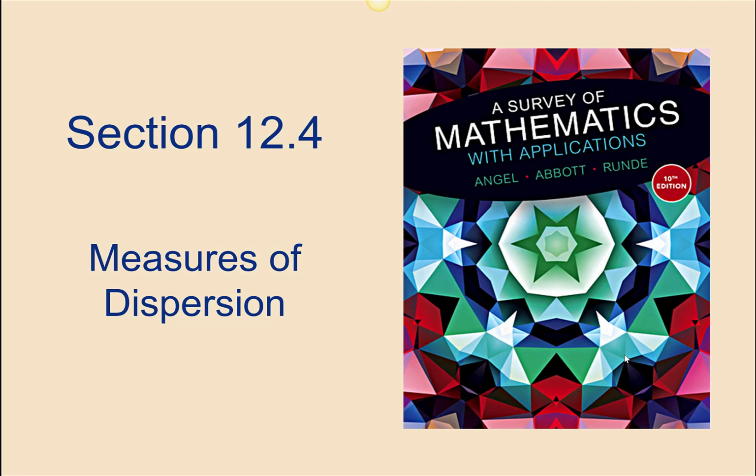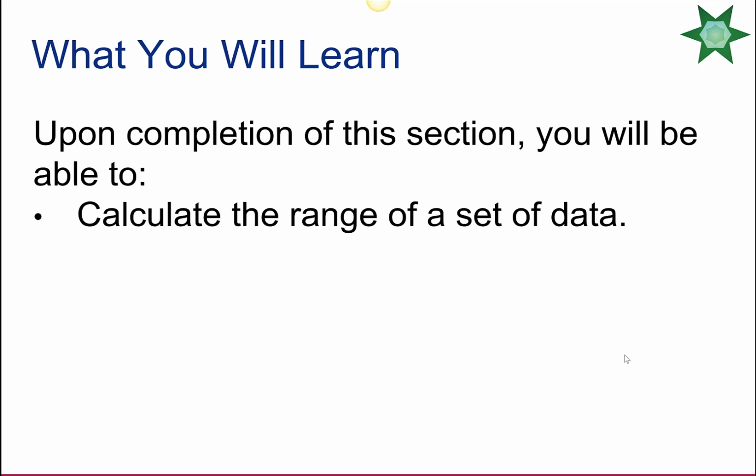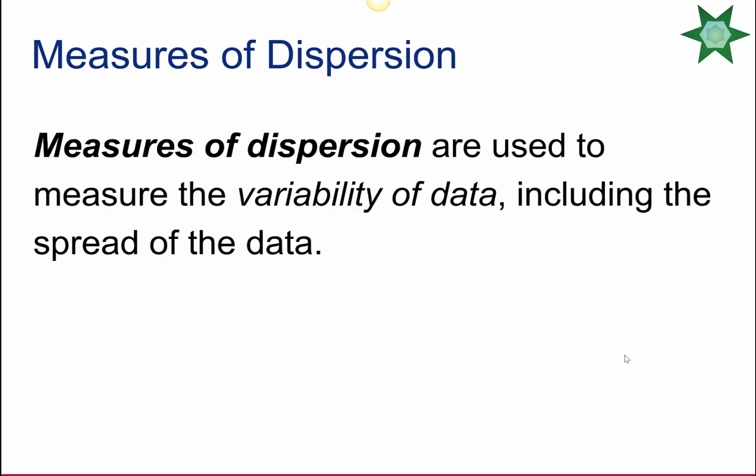Section 12.4 is about measures of dispersion. In this section, we will be able to calculate the range of a set of data and the standard deviation. Measures of dispersion are used to describe the variability of the data, including the spread of the data.